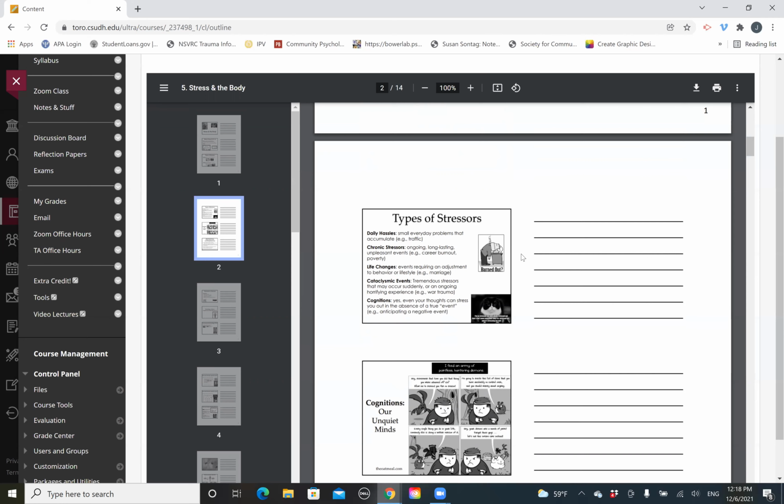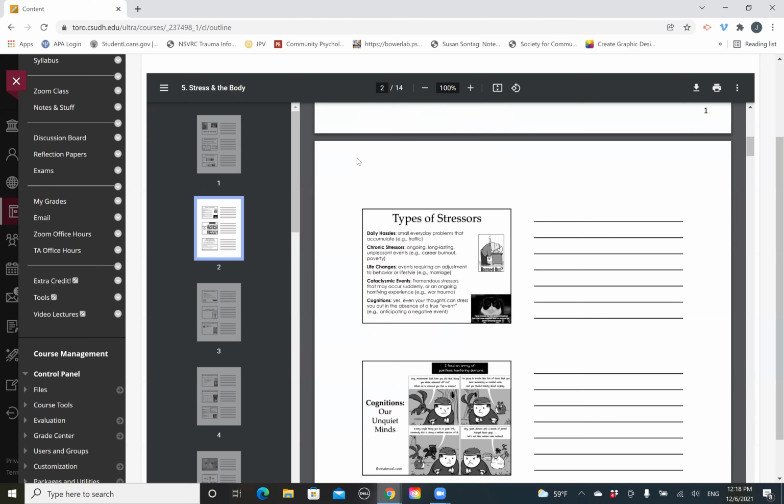Life changes, events requiring making an adjustment to behavior or lifestyle. Marriage, starting school, moving into the dorms. Cataclysmic events, tremendous stressors that may occur suddenly or an ongoing horrifying experience. War trauma. If you have any kind of trauma, adversity, death in the family, those kind of things that come out of nowhere.